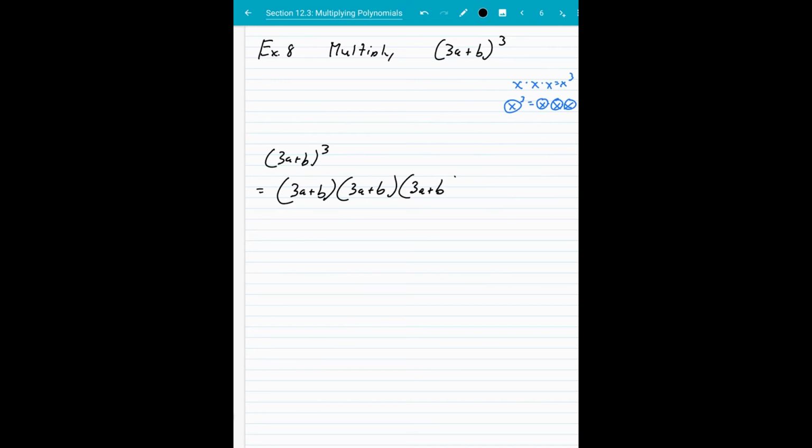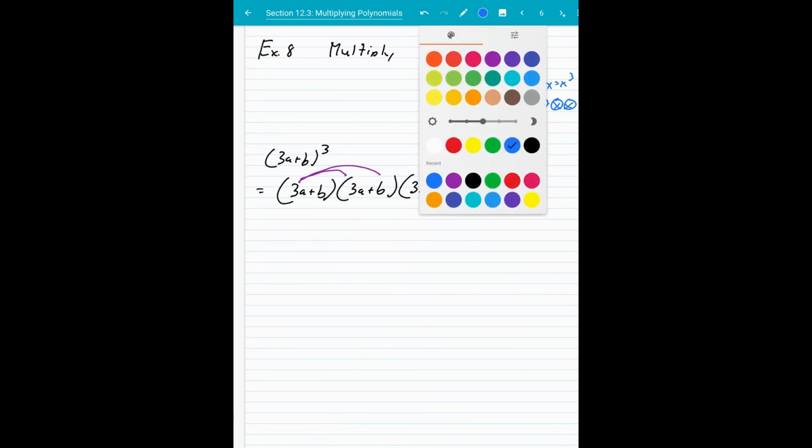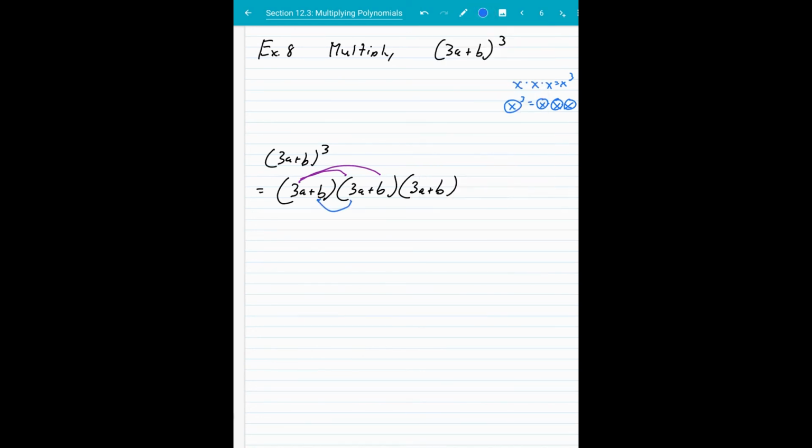3a plus b. And with this kind of multiplication problem, what we're going to want to do is take it step by step. We're going to distribute this to here, and then this to here to here. We're going to ignore this one. We're just going to leave it off to the side for right now. So we're going to go ahead and multiply these first.